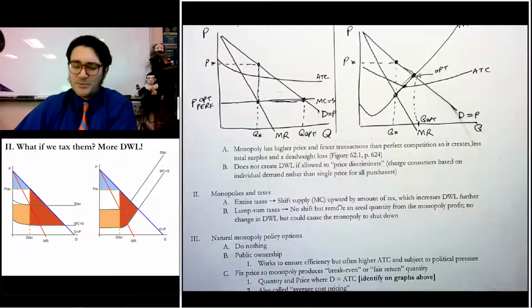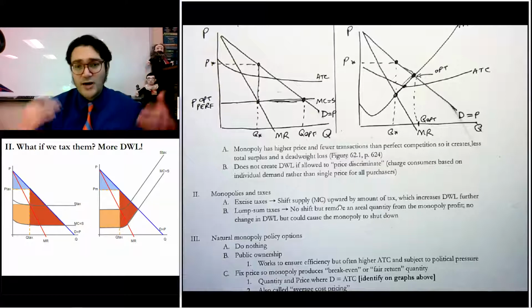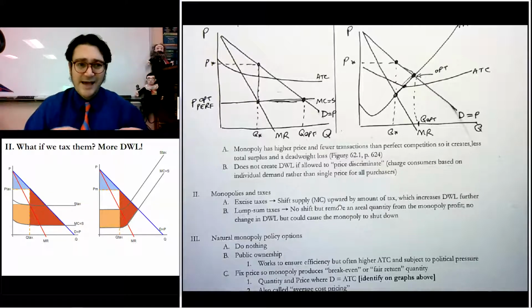So we would say we don't want to put in per unit taxes because it's going to reduce the quantity and drive up the price. It's going to make the consumers less happy. It's going to create less transactions. It's going to make the problem worse.